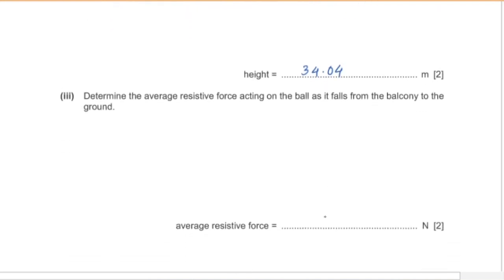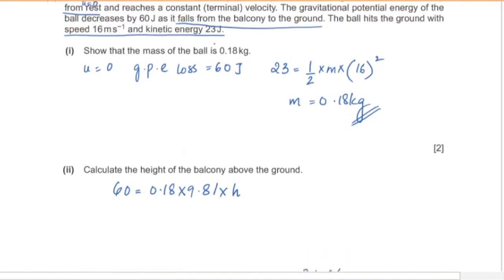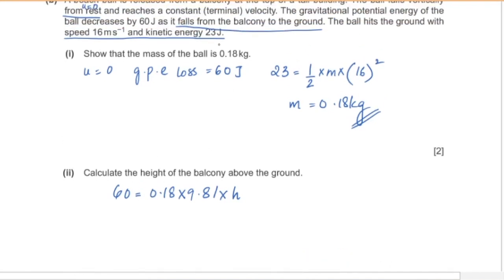Part 3, determine the average resistive force acting on the ball as it falls from the balcony to the ground. So this is the resistive force, not a normal force, but a resistive force. The ball has gravitational potential energy at balcony level of 60 joules, and as you all know, that energy must be conserved. However, energy of the ball at the ground level is just 23 joules, as it is stated right here. This means that 60 minus 23 joules, which is 37 joules, was lost to the surroundings by the ball in the form of heat.